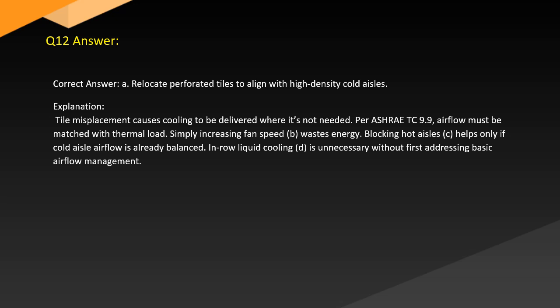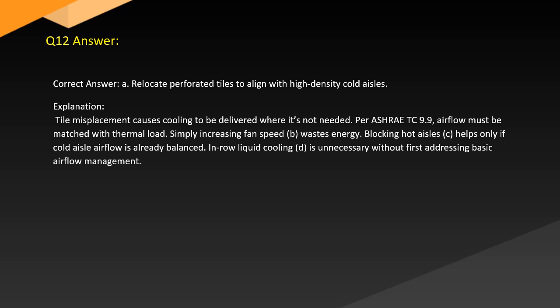Answer. Correct answer: A. Relocate perforated tiles to align with high-density cold aisles. Explanation. Tile misplacement causes cooling to be delivered where it's not needed. Per ASHRAE TC 9.9, airflow must be matched with thermal load, not simply increasing fan speed.